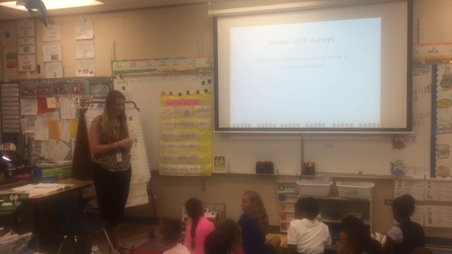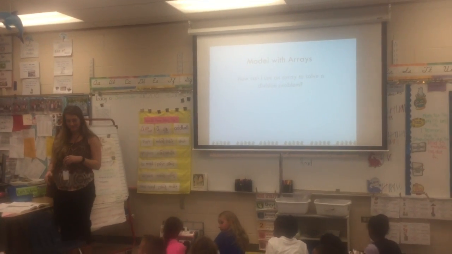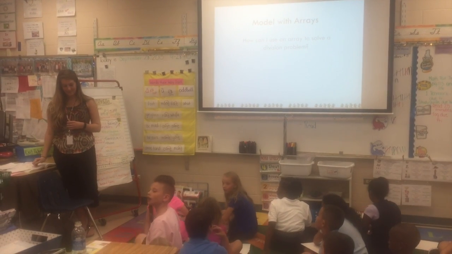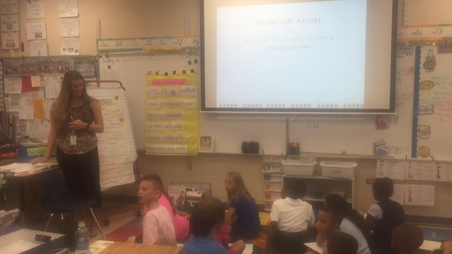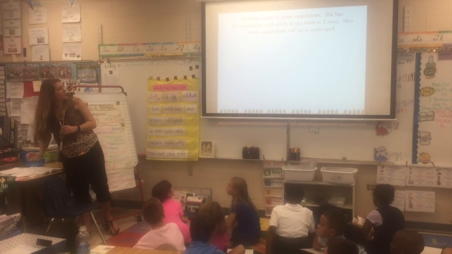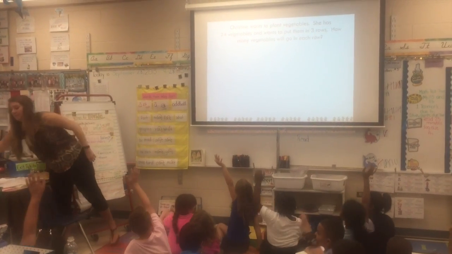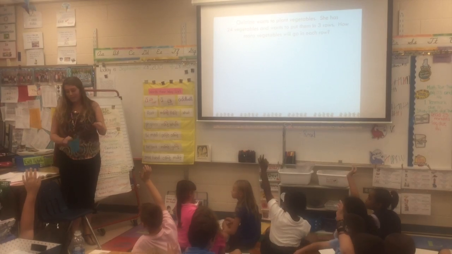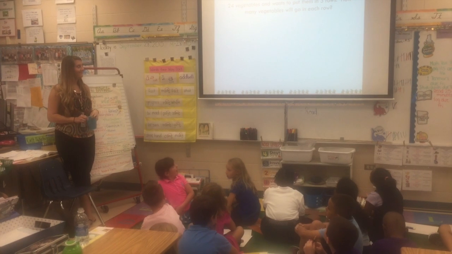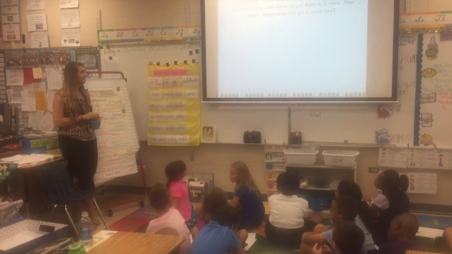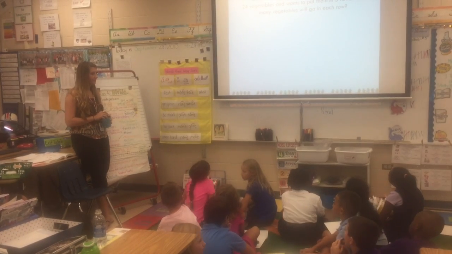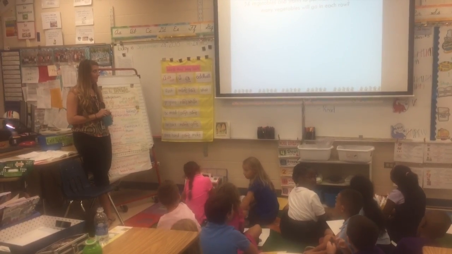Perfect. And the number in each row would be your quotient. Awesome. Great vocabulary, Chase. So let's look at this. Who can read this for me? Andrew K. Christine wants to plant vegetables. She has 24 vegetables and wants to put them in 3 rows. How many vegetables will go in each row?